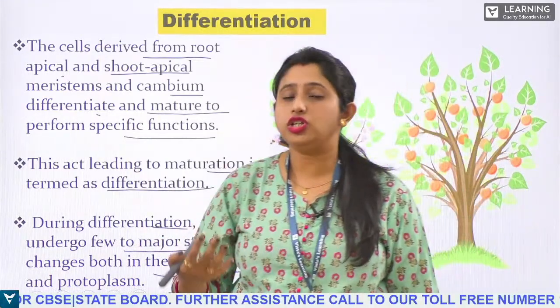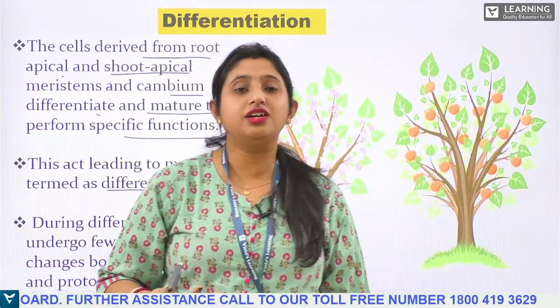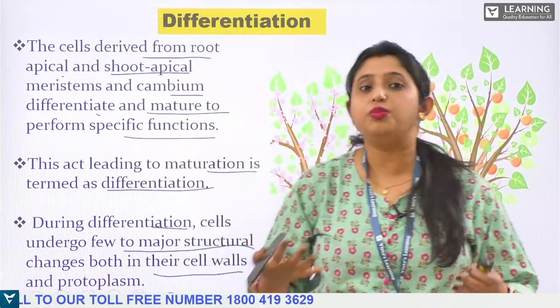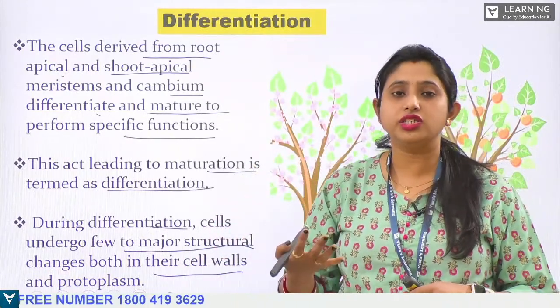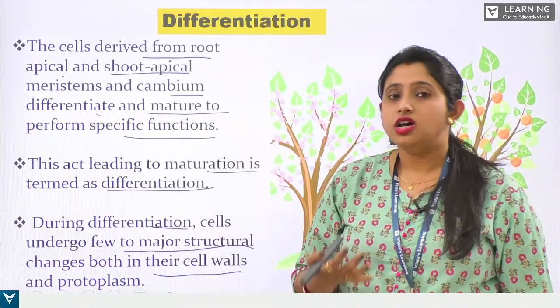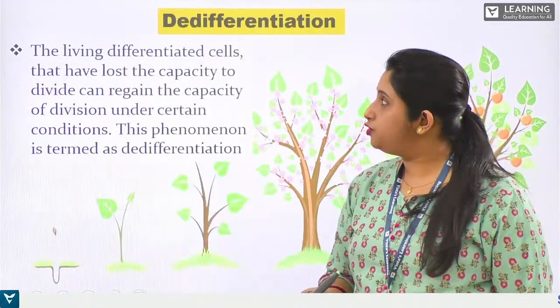Okay. Now, during differentiation, the cells undergo few to major structural changes both in the cell wall and protoplasm. So when differentiation happens, what happens? The cell will increase in size, right? So when the cell increases in size, that means the protoplast of the cell is also increasing. The cell wall also will become thicker, okay? So it is happening because of differentiation.